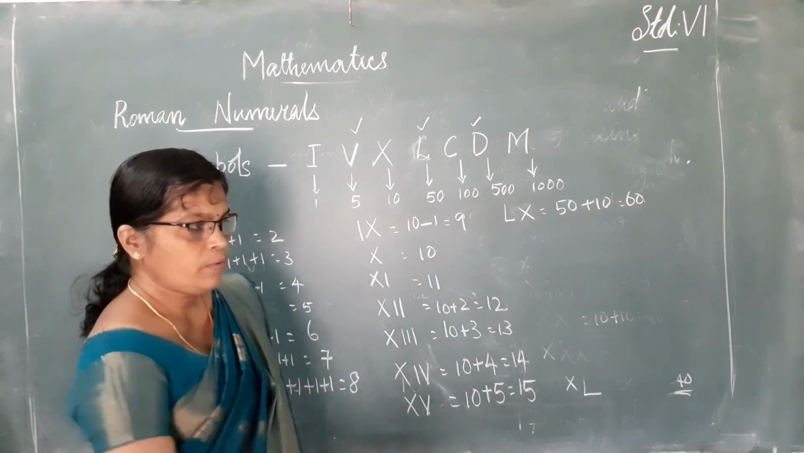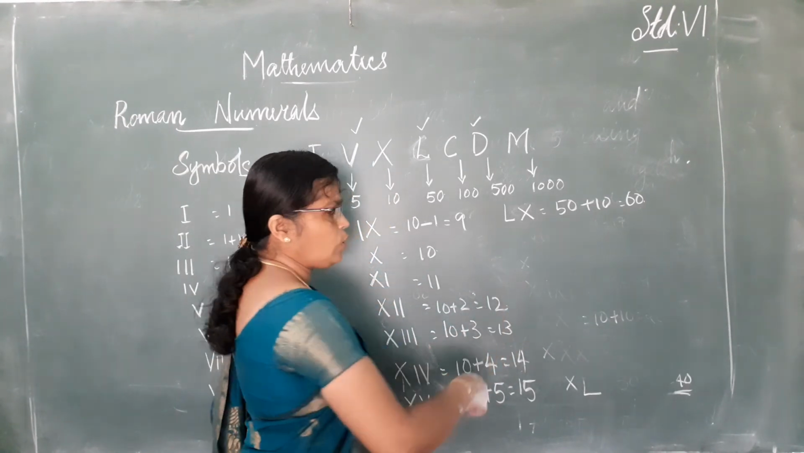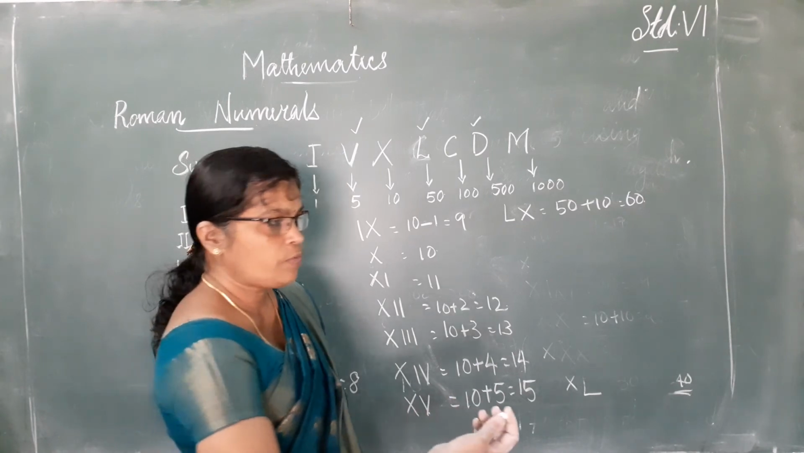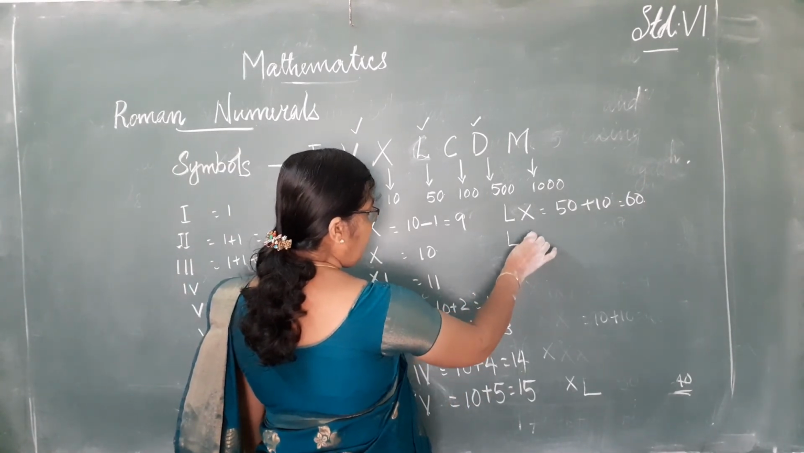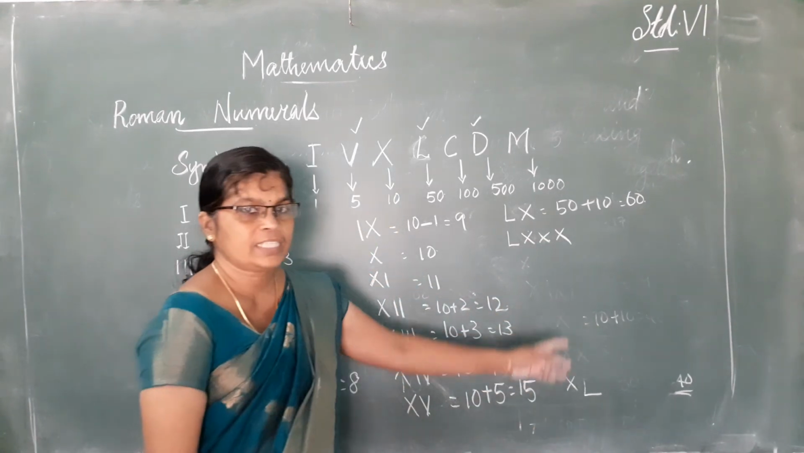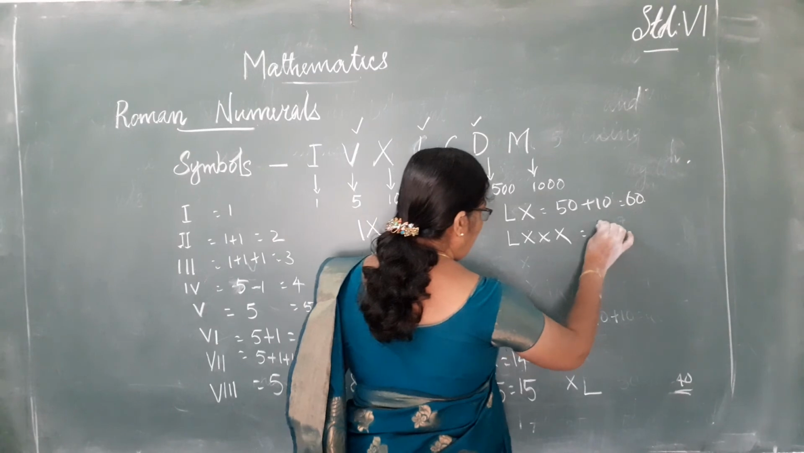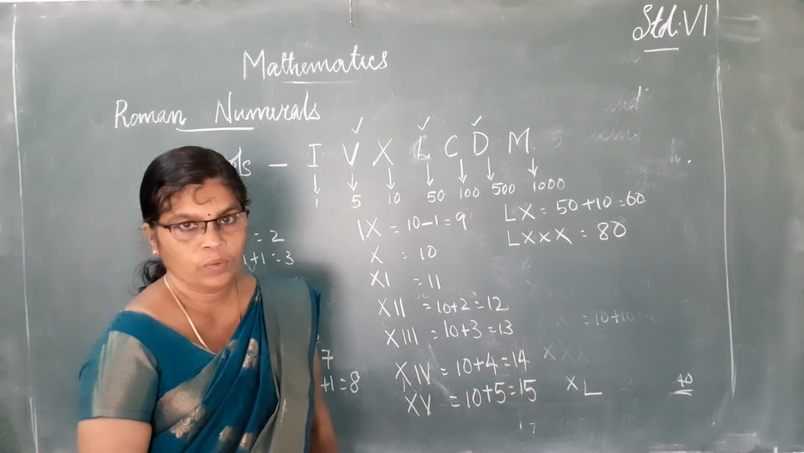Okay, 50 you have written. Then 80 also we can write. 80, how will you write? 50 and then 10, 20, 30. That is L, X, X, X, this is number 80.